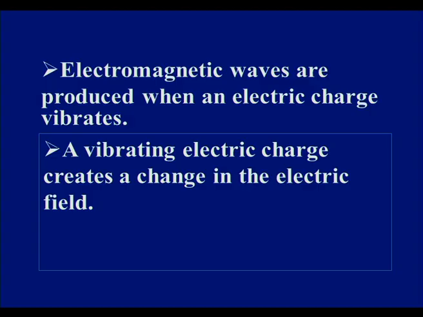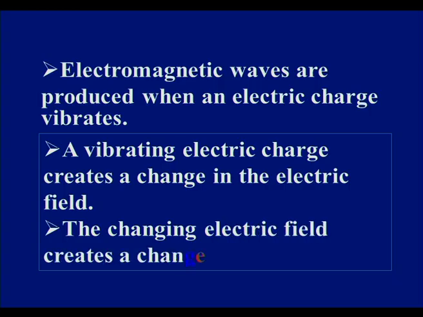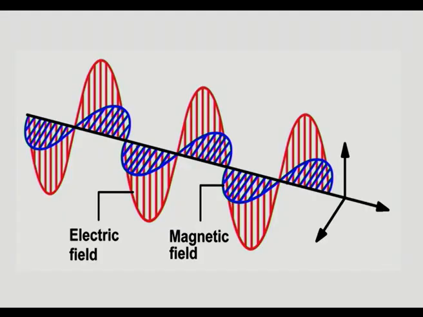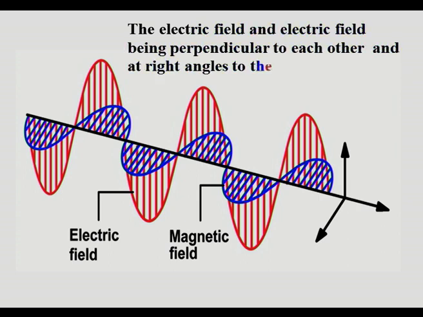A vibrating electric charge creates a change in the electric field. The change in the electric field creates a change in magnetic field. Here both electric field and magnetic field are perpendicular to each other. See here, the electric field and magnetic field are perpendicular to each other and at right angles to the direction of propagation of the waves.